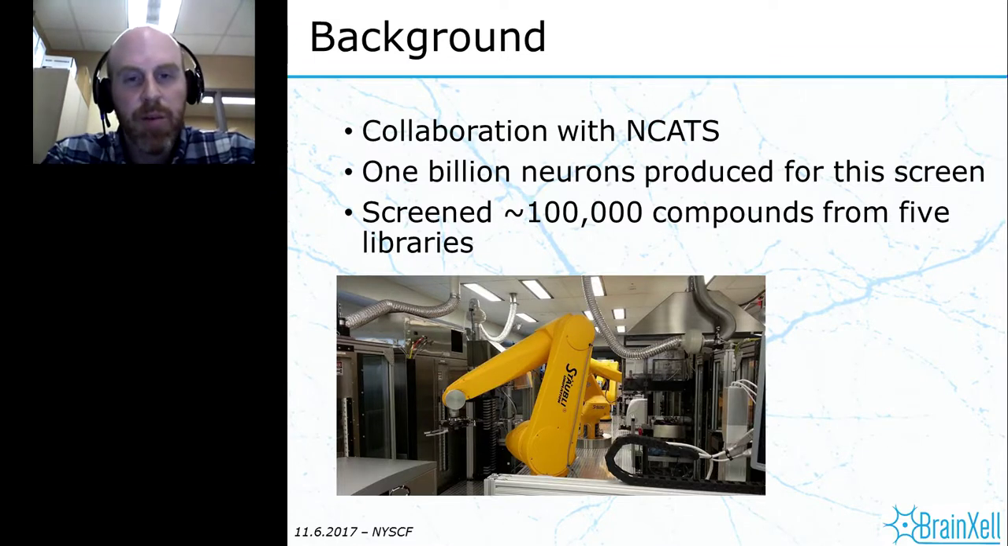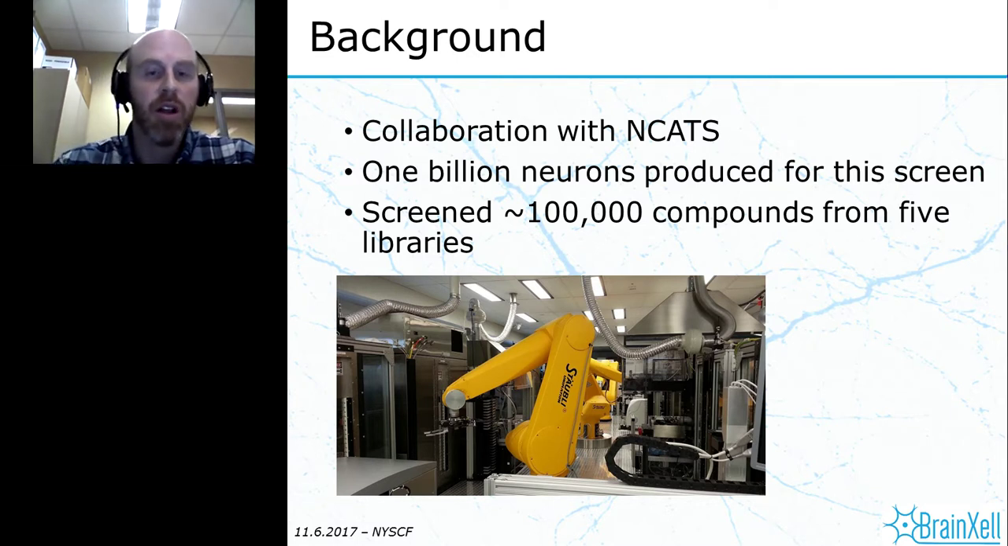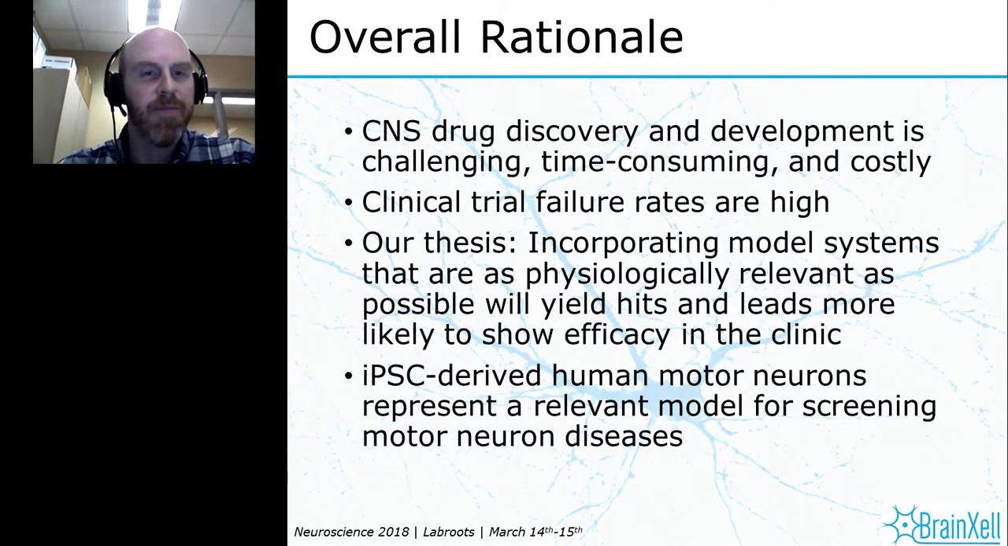We did this in collaboration with the National Center for Advancing Translational Sciences, which is also called NCATS, at the NIH. And we produced a very large number of neurons for this screen. And we looked at what, for us, was a large number of compounds. I know some groups have looked at more compounds, into the millions, but this was a large screen for us that we did from 5 libraries with a little help from a robot.